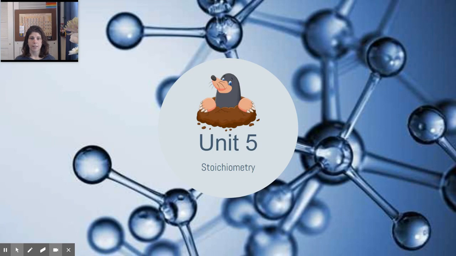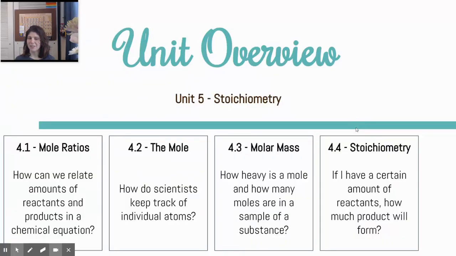Unit 5 is on this concept of stoichiometry, but I haven't given you that word yet, and I'm not going to give it to you yet until we get into 4.4, which we'll start into next week. Last week we talked about mole ratios, so we talked about sandwiches and looking at balanced chemical equations. How can we relate the amounts of reactants and products in a chemical equation?